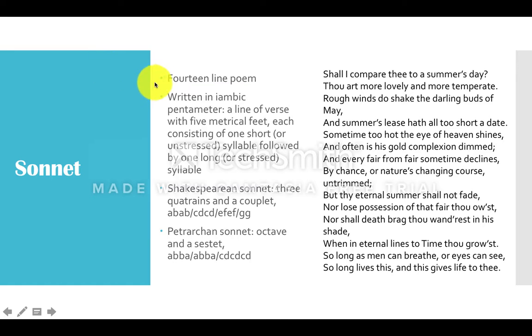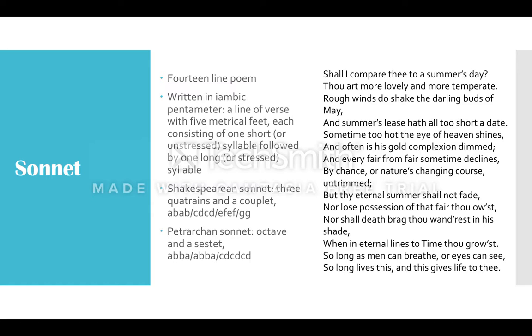The sonnet is a 14-line poem that's written in iambic pentameter, which is a line of verse with 5 metrical feet, each consisting of one short or unstressed syllable, followed by one long or stressed syllable.